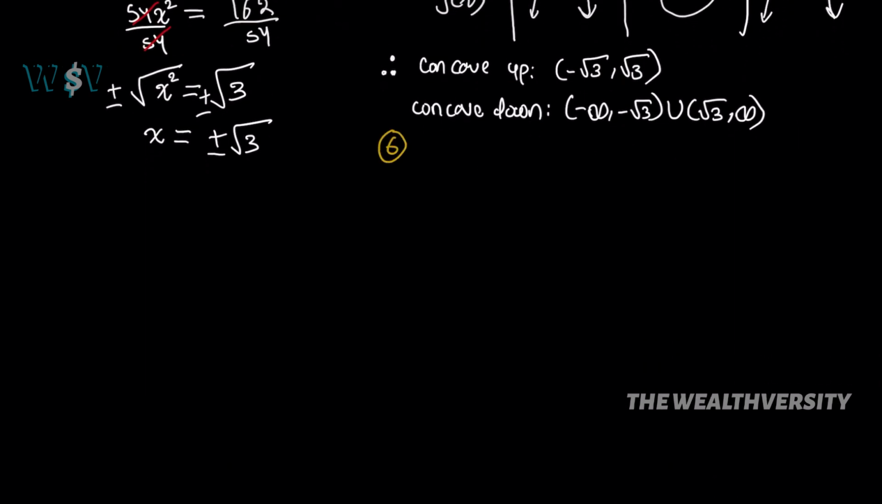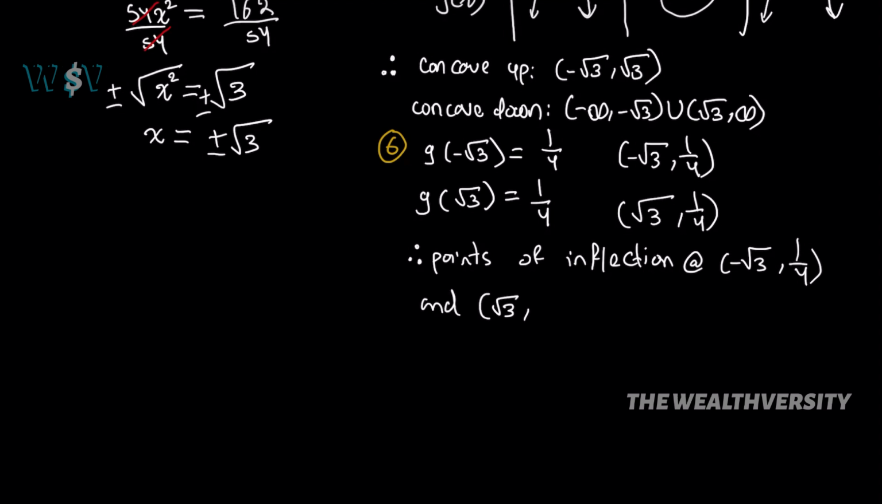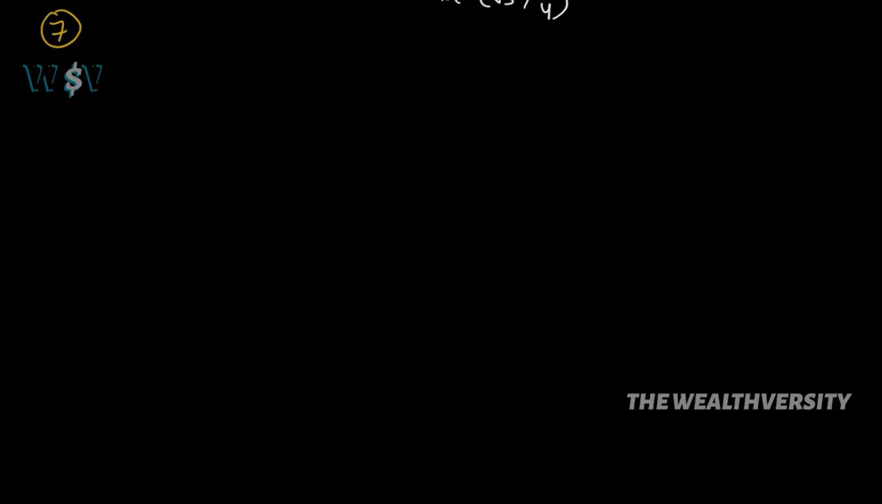The sixth step is finding the points of inflection, which occur when there is a change of concavity, so we sub in negative square root of 3 and positive square root of 3 into the original function to get that the points of inflection occur at (negative square root of 3, 1 over 4) and (positive square root of 3, 1 over 4). The seventh and last step is to sketch the graph using all the information we found.